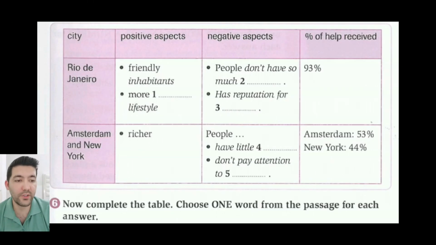Okay, let's check the answers. Number 1, relaxed. Number 2, money. Number 3, crime. Number 4, time. Number 5, strangers.